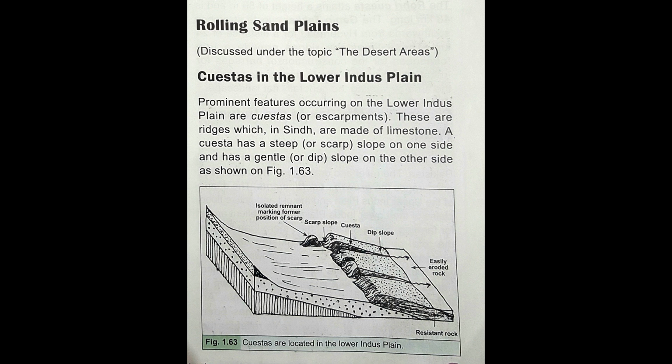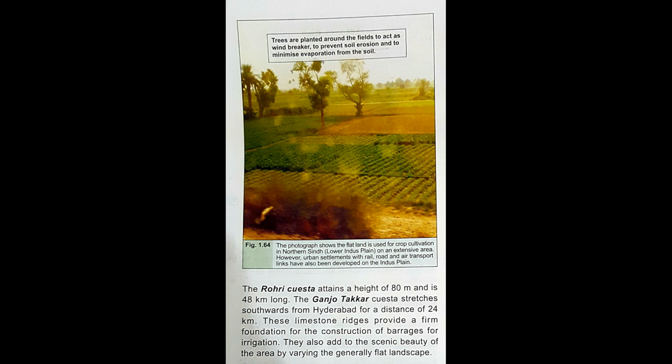These are ridges which in Sindh are made of limestone. A cuesta has a steep or sharp slope on one side and a gentle slope on the other side, as shown in figure 1.63. So these are found in the lower Indus Plain. Where can we find cuestas? These can be found in the lower Indus Plain, and in Sindh, these are limestone ridges.